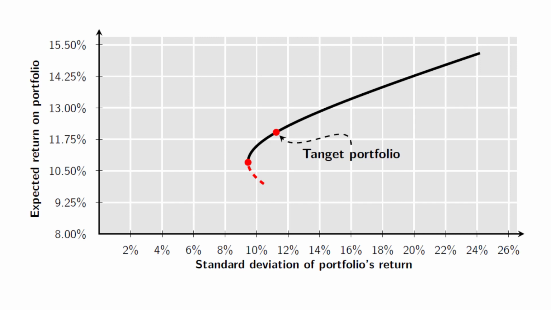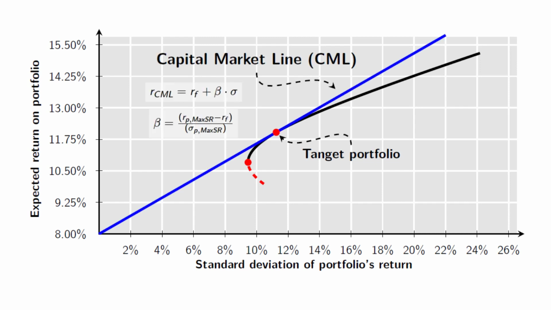So the equation or formula for the CML is going to be equal to the risk-free rate plus a beta coefficient multiplied by the standard deviation. And the beta coefficient is going to be equal to the portfolio return of the tangent portfolio minus the risk-free rate divided by the portfolio standard deviation of the tangent portfolio. And that is how you create the capital market line, at least theoretically.